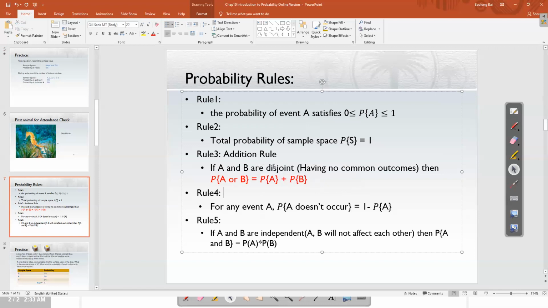Okay. So here we have a term called disjoint. You need to make sure you understand what disjoint means. This rule doesn't always work. It only works if the condition is met, if the 2 events are disjoint. And what does disjoint mean? Disjoint means they don't have any common outcome.